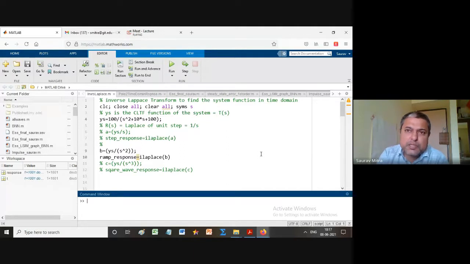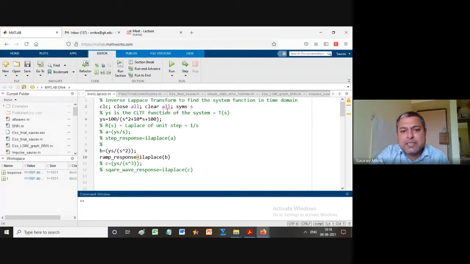And from the closed loop response, we will find out the difference between input and output, and that will actually be the steady state error. So this is the code I am doing. If you are there, you can also do this code. The same code is given to you.